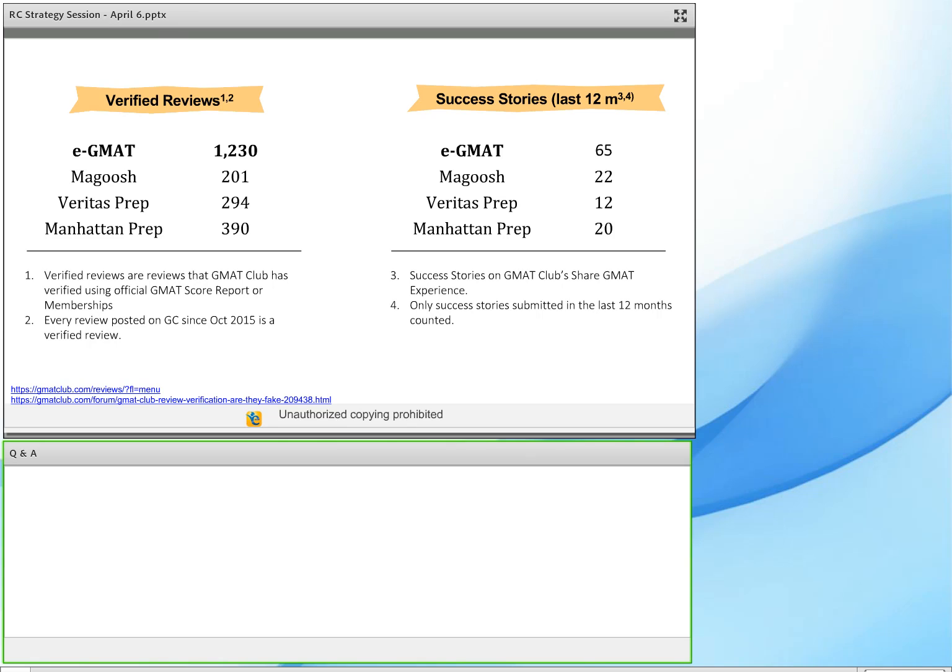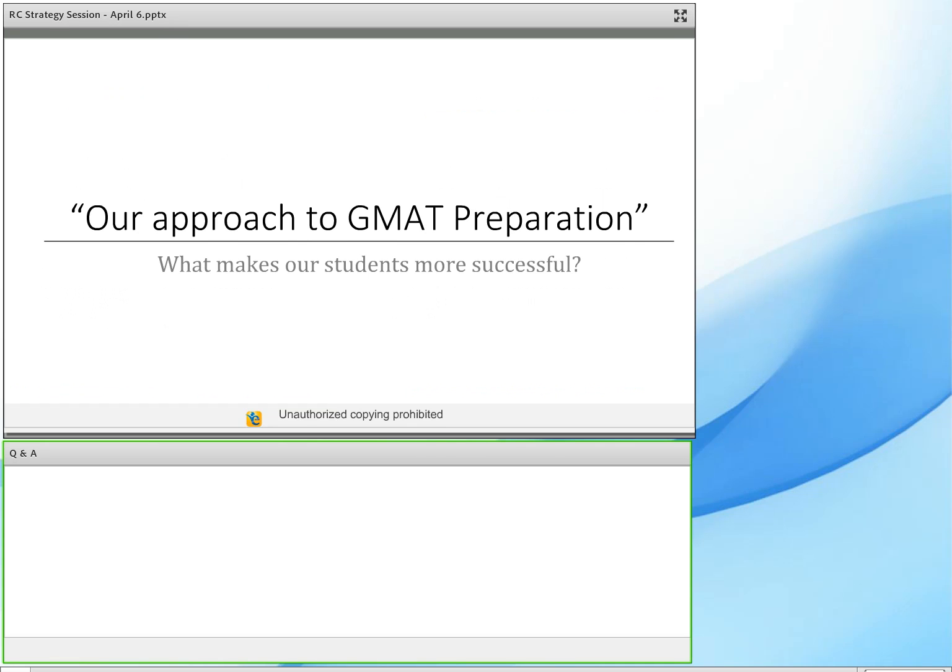When you look at the number of verified reviews over the last 3.5 years, more verified reviews have been posted for e-GMAT than have been posted for all the other major leading prep companies combined. And you'll see a very similar story if you count the number of success stories over the last 12 months or so. Now, what makes our students more successful? There are many things, but if there's one thing that would stand out, it would be our approach to GMAT preparation.